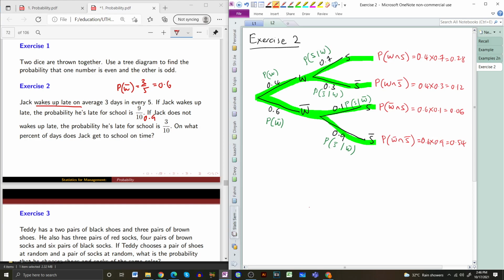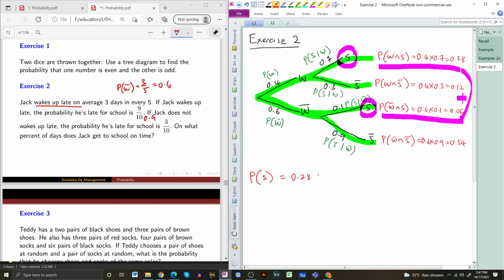On what percent of days does Jack get to school on time? Going to school on time, which means I need S. This one and this one. If you jump from one branch to another, what do you do? You add. So the probability of S is actually 0.28 plus 0.06, you will get 0.34.